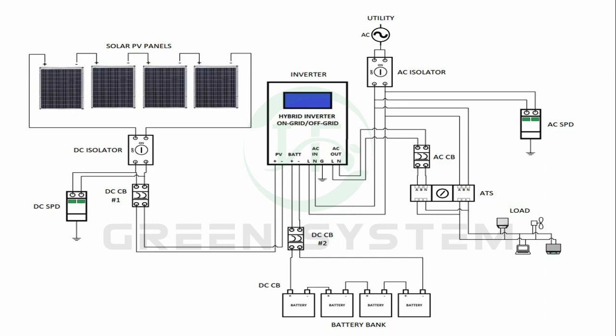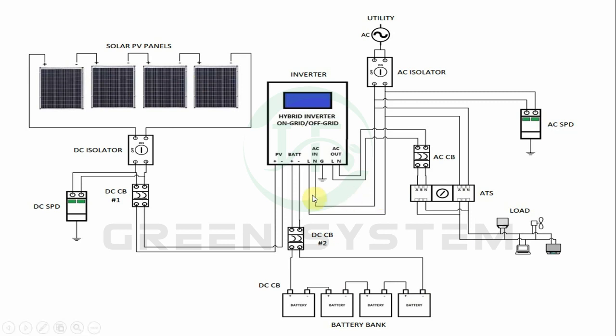Okay, so now that we have all the data that we need, let us build our hybrid system. The hybrid system is composed of 4 major parts: the solar power array, the hybrid inverter, the battery bank, and the ATS, or the automatic transfer switch.